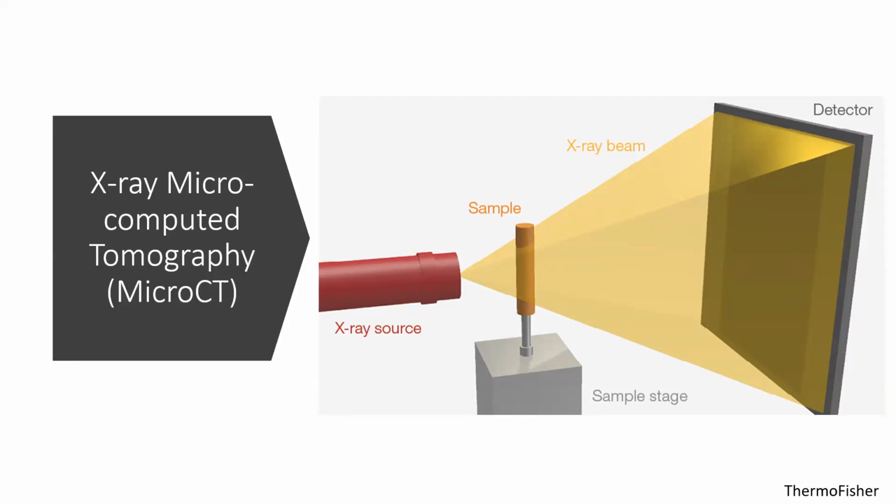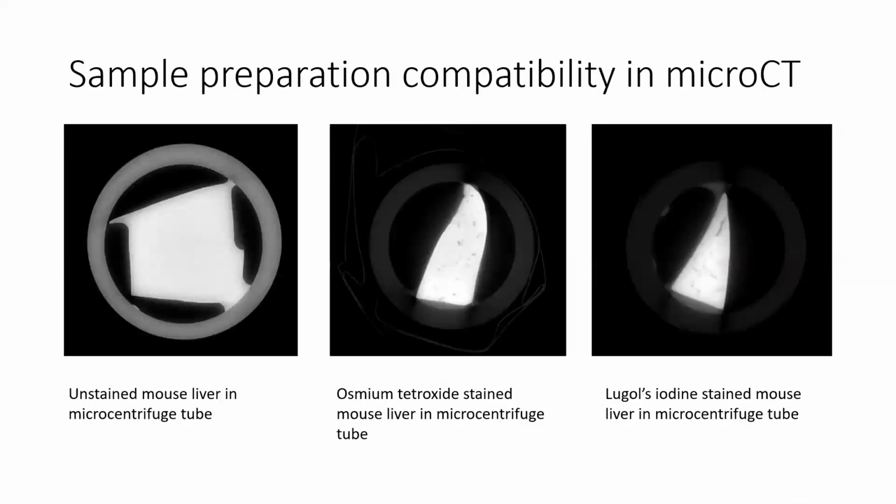You do get three-dimensional information because the sample will rotate, and the images collected are then processed to be reconstructed, and it results in a TIFF stack that you can fly through. And I will show you one of those.